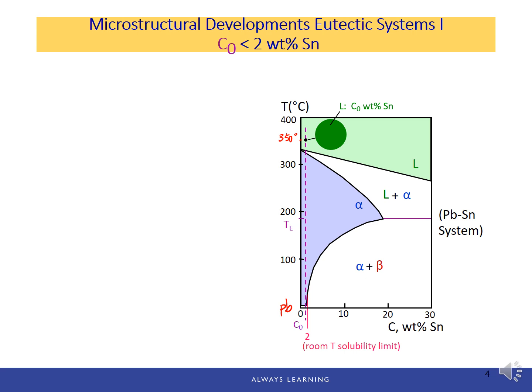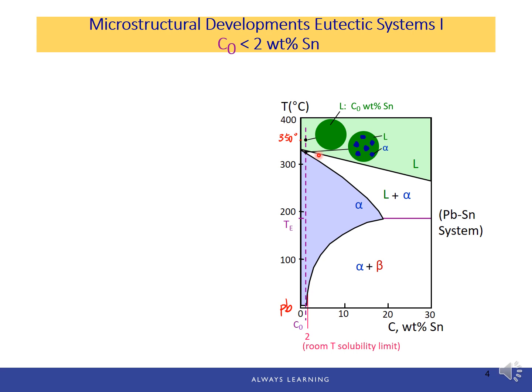So at 350, we have a complete liquid because we are now in the liquid region. So the liquid has a composition of C sub 0, and that's the same composition as the overall composition. As we cool it down, it will remain as liquid all the way until we reach this liquidus line. Starting from this liquidus line, the solid alpha phase begins to form. And within this very narrow region, we will have two phases, which is liquid plus solid, liquid plus alpha.